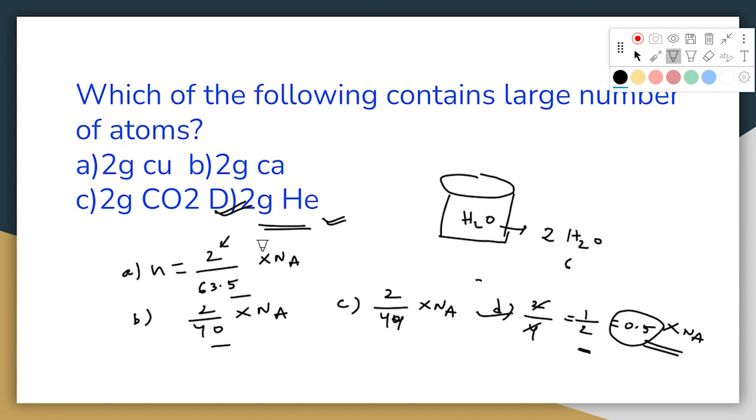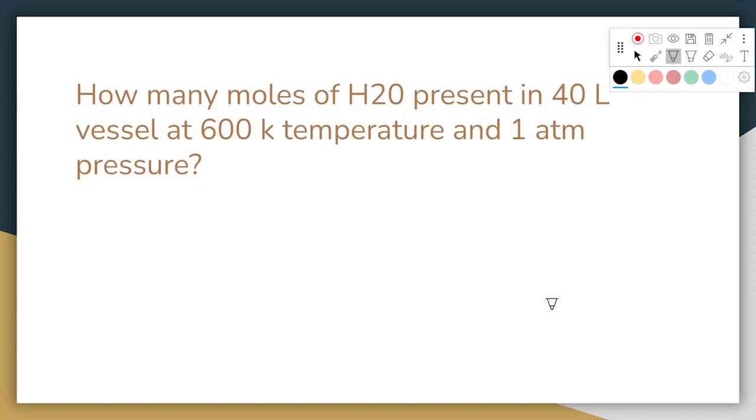You have to calculate the number of molecules. Number of molecules equals number of moles into Avogadro number. First of all you have to calculate the number of moles: weight by molecular weight, and then number of moles into Avogadro number. You will get the number of molecules. For every option you have to calculate like this. So here I have D, more number of molecules. Whenever I have more number of molecules, I will get more number of atoms too. Clear? Next question.